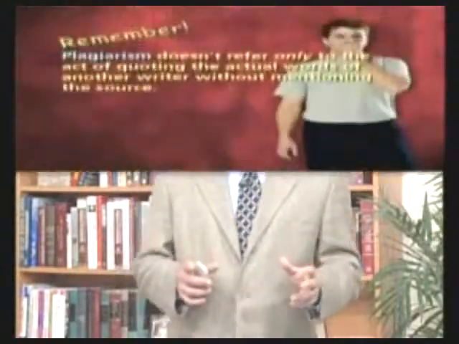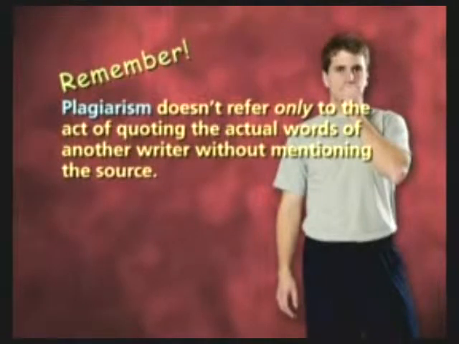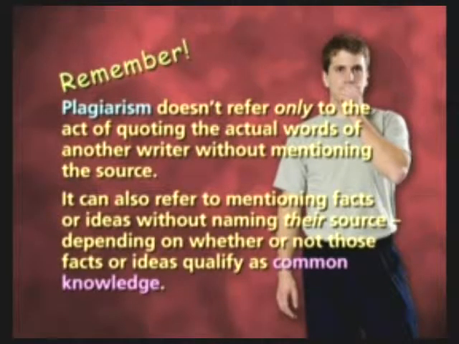It's much better to lean over backward and give an extra footnote or 2 for a piece of information that you think may or may not be common knowledge, rather than to err in the other direction and inadvertently commit plagiarism. You see then that plagiarism doesn't refer only to the act of quoting the actual words of another writer without mentioning the source. It can also refer to mentioning facts or ideas without naming their source, depending on whether or not those facts or ideas qualify as common knowledge. So understanding this concept of common knowledge and practicing applying it is part of the art of scholarship and part of what's necessary to write a great research paper.